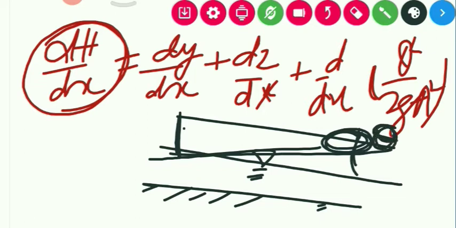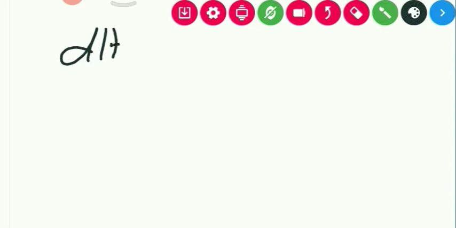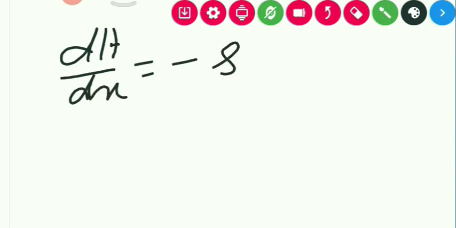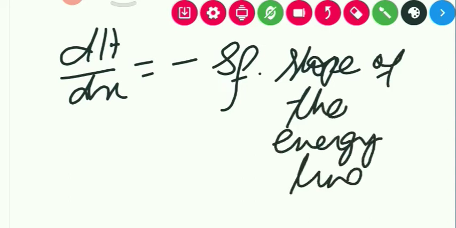Okay, so the slope of this energy line can be written as SF. Okay, and we can see that the energy line is decreasing in the direction of the flow. So this dH by dx term will be a negative one. Okay, so this dH by dx can be written as minus SF, which is the slope of the energy line. Okay, and it is always a negative one.